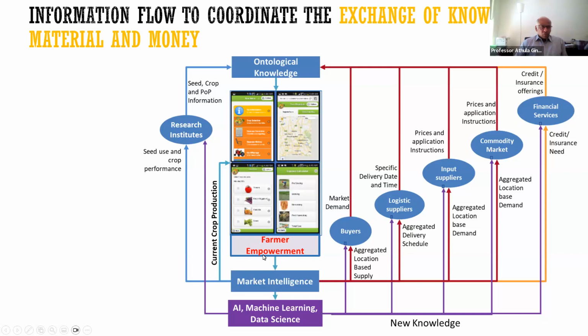Another PhD looked at how we can develop mobile applications to empower people, mainly farmers. And then with the information we get, we can generate market intelligence that can be used to coordinate the different flows of buyers, logistics, input suppliers, commodity market, financial services. Now we have got enough data that we are moving into looking at AI, machine learning, and data science to discover new knowledge about our agricultural activities.